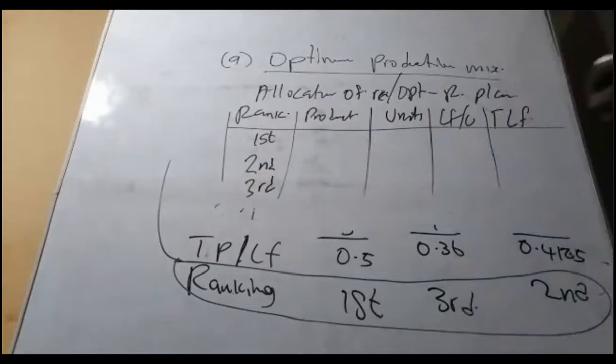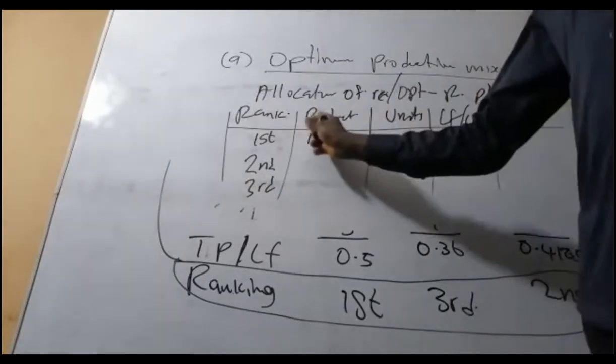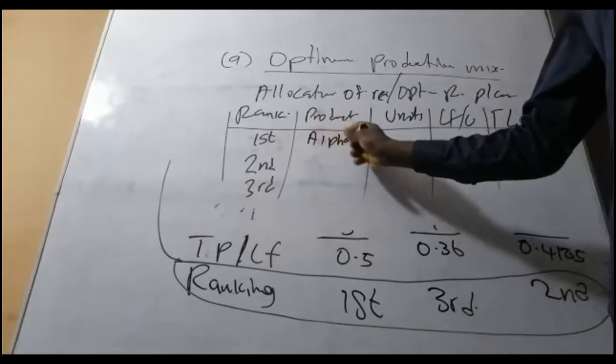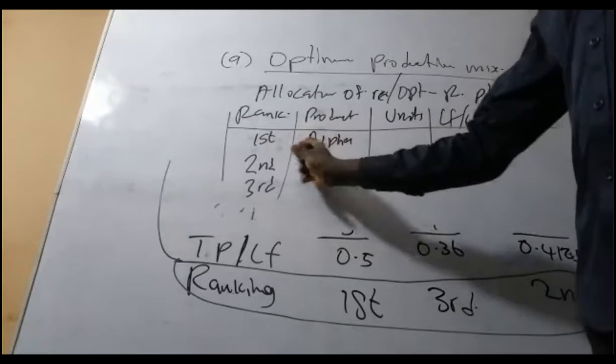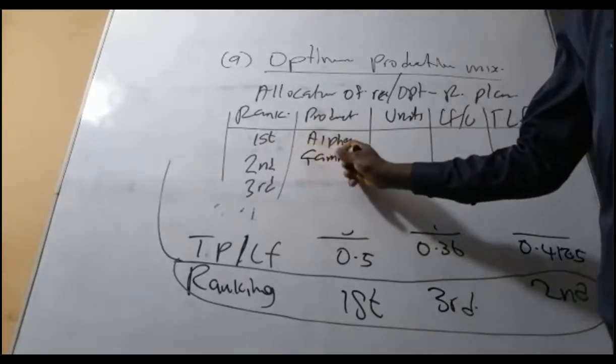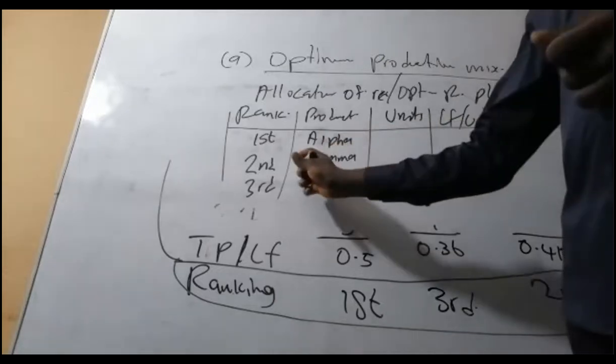So just write the name of the product. Which of the products score first? Alpha was first, so first I have to produce alpha. Which of them scores second? Gamma. Which of them scored third? That's beta.